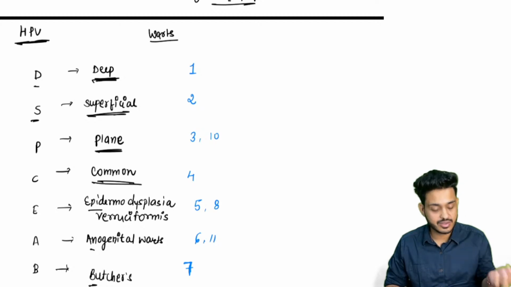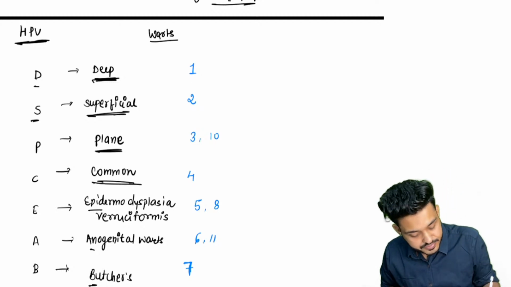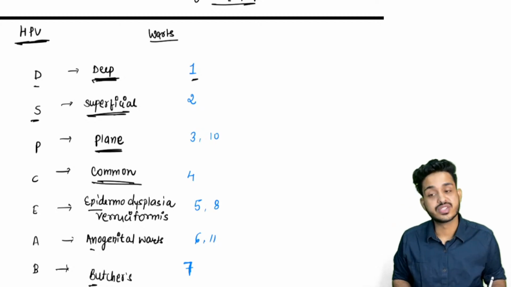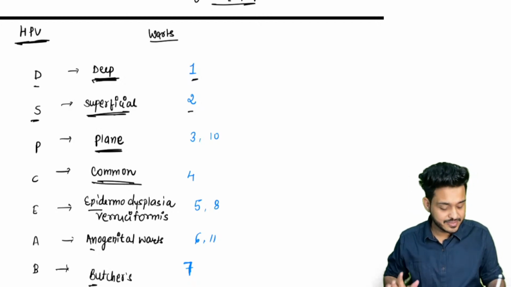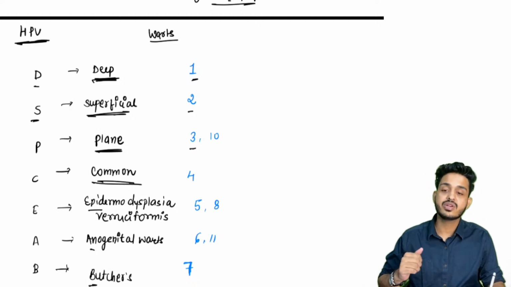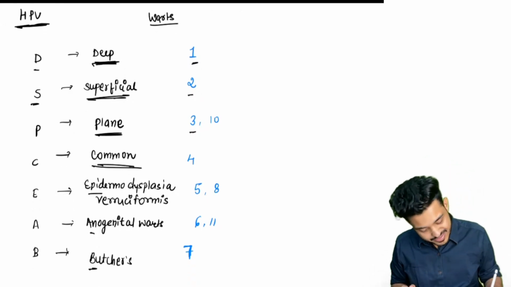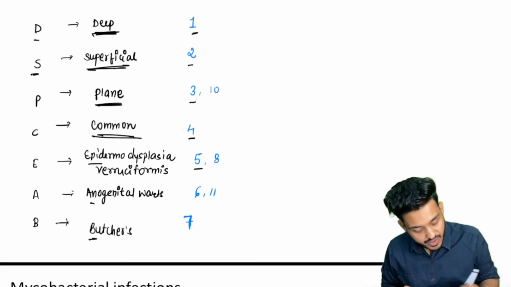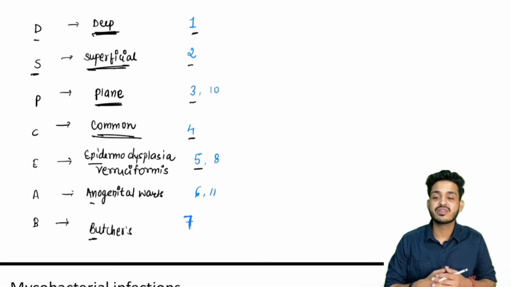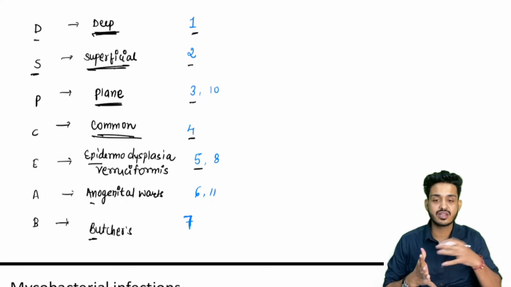अब कौन सा क्या करवाता है? So HPV type 1 will be causing deep warts, HPV type 2 will be causing superficial warts, HPV type 3 or 10 will be causing your plain warts, HPV type 4 will be causing your common warts, and HPV type 5 will be causing epidermodysplasia variciformis, that is tree means hand type.